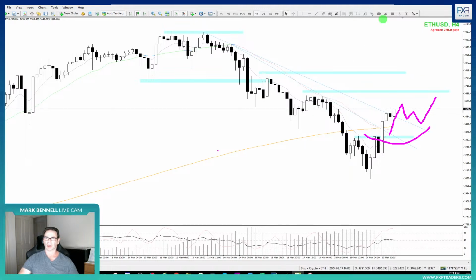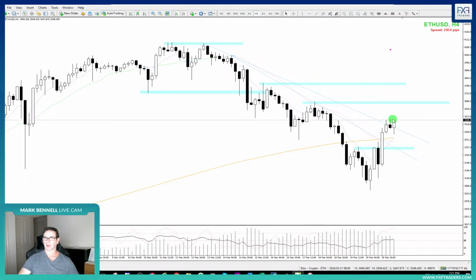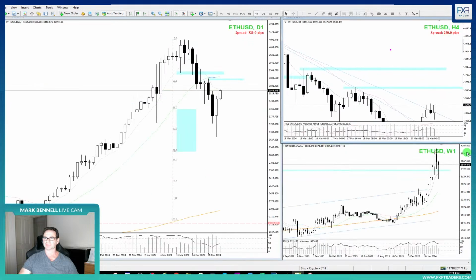Alright, so that's an important level on the daily. Remember, one of the workshops we spoke about, daily levels are more important. So you might get a push into that. Let's see how it plays out over the next couple of days. So at this point in time, this is how it looks.